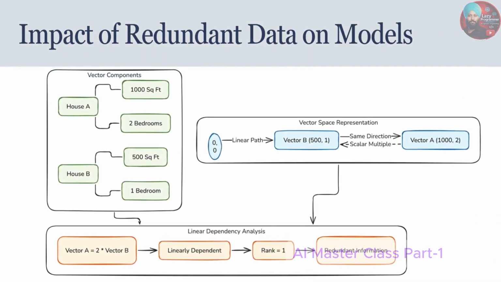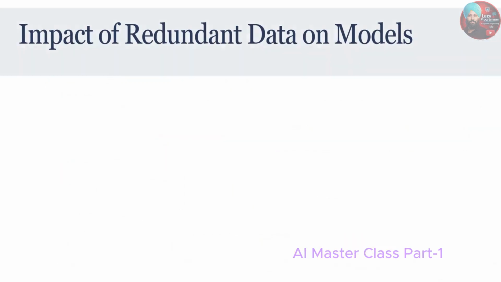Now remember the example that we have seen while discussing vector space and span. There we had two vectors. One was representing data for a house with 1000 square feet area and two bedrooms, and the second one was 500 square feet area and one bedroom. Now if we see, both the vectors have the same direction, that is, if we double the second vector, we will get the first vector. So having the second vector does not add any extra information. Low rank is often a signal of redundancy.